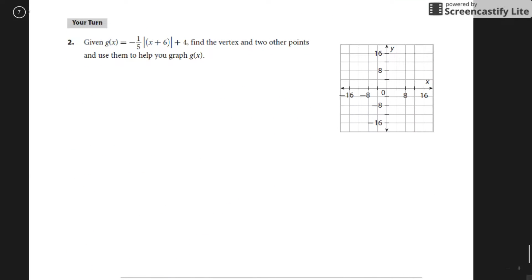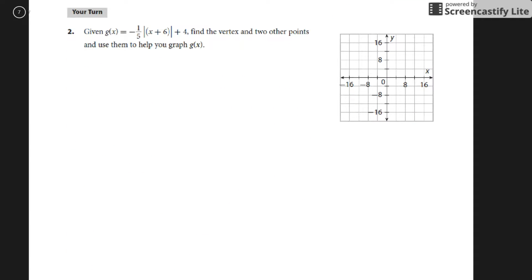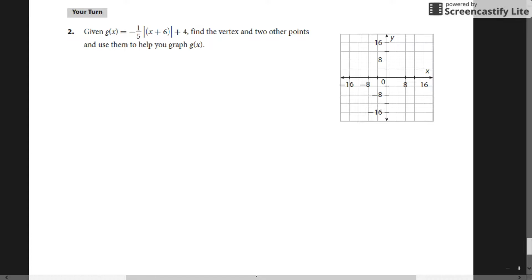So one more example here. So again, first thing we want to look for, we want to find that vertex. So we see that +6 and that +4. That tells me I'm moving to the left 6 and then up 4. So my new vertex would be at -6, +4. This is another time you have to be very careful with the scale.